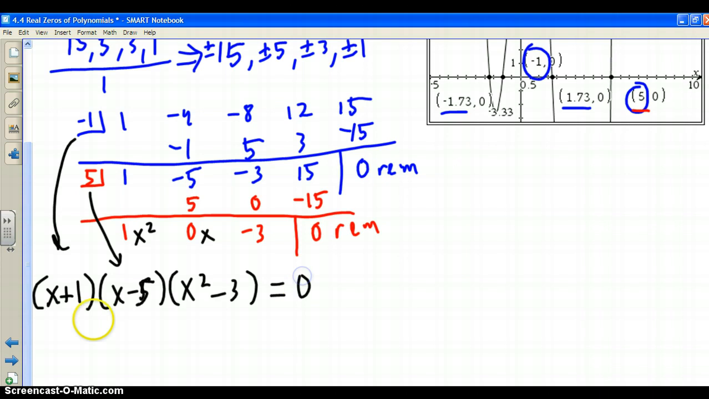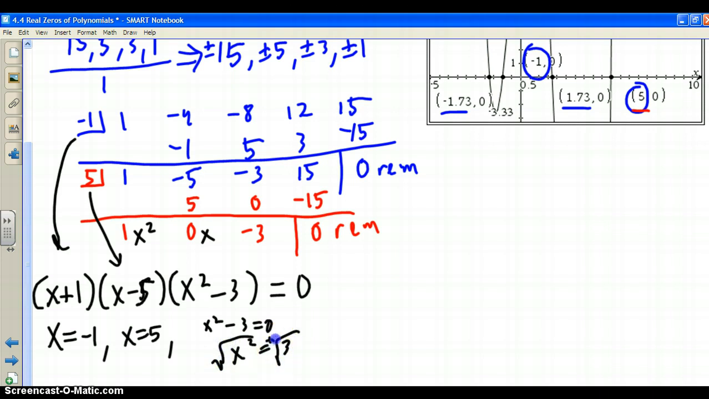If I set that equal to 0 and solve, I get x equals -1. I get that one for the graph. X equals 5. Got that one for the graph. But this, I don't know what the solutions are. So in this case, I can just set it equal to 0. Sometimes I have to use the quadratic formula. X squared equals 3. Square root both sides, don't forget, plus or minus x equals plus or minus square root of 3.